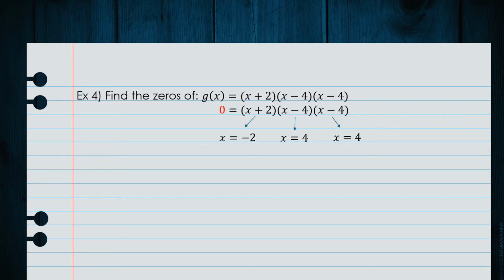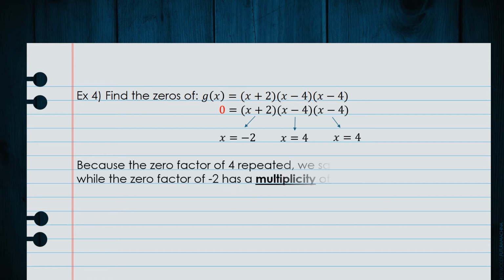That would also be x equals 4. So in this case, our zeros are -2, 4, and 4. Now notice, the zero factor of 4 repeated, which means we say it has a multiplicity of 2, while the zero factor of -2 has a multiplicity of 1.